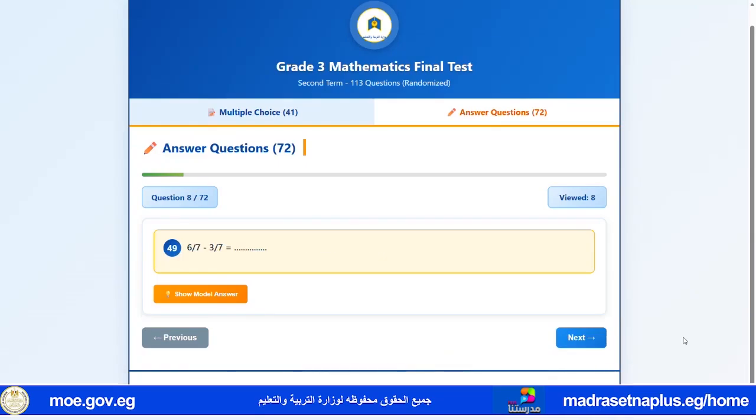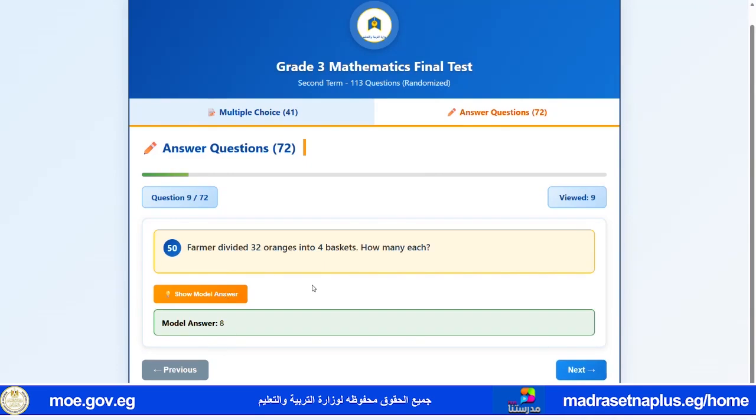Again, subtracting 6/7 minus 3/7. Easy for you now. 3/7. If I divide the 32 into 4 baskets, it's easy. That means 32 divided by 4 equals 8. This is the answer, but you should write it. 32 divided by 4 equals 8.